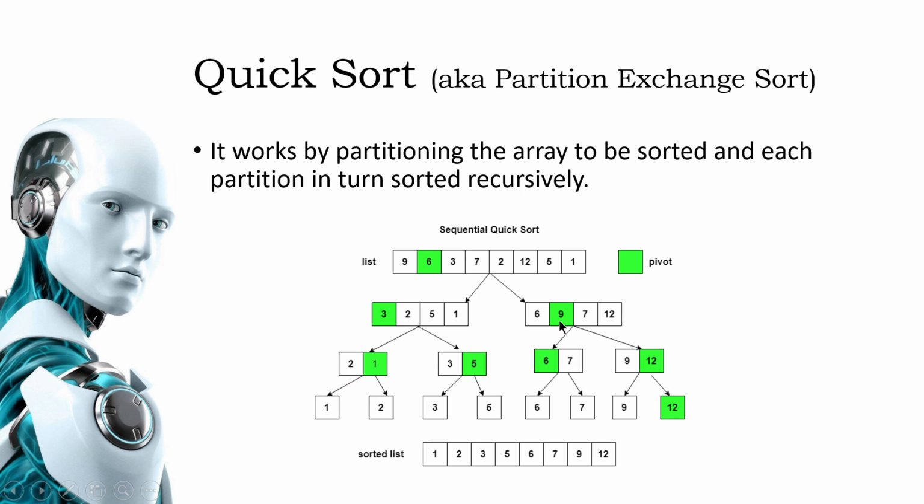Similarly, 9 is the pivot, so 9 is going to come to its place, 6 and 7 are going to be in the left subarray, and 9 and 12 are going to be in the right subarray. Finally, there are 4 new pivots taken, that's 1, 5, 7, 12, and corresponding to these pivots, the array is getting sorted.